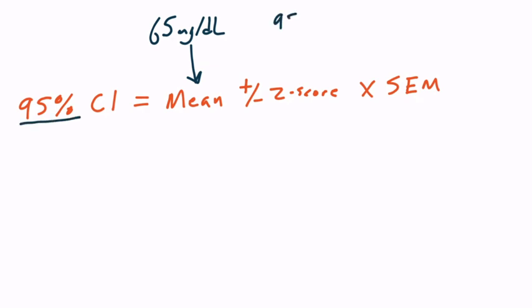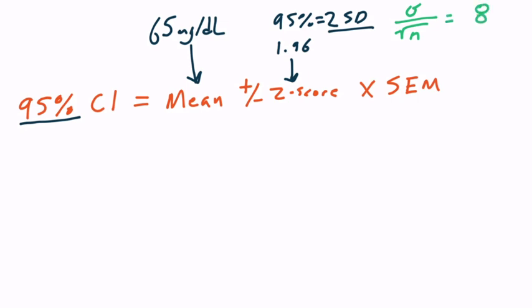Recall that 95% corresponds to 2 standard deviations. Therefore, our z-score is 2, or technically 1.96, as you recall from section 1. And the standard error of the mean is the standard deviation divided by the square root of n. So in this case, our standard deviation is 8, and the number of our data points is 320. Therefore, it's 8 divided by the square root of 320.